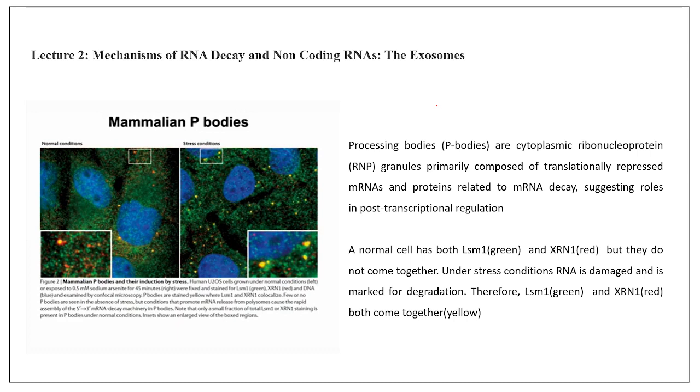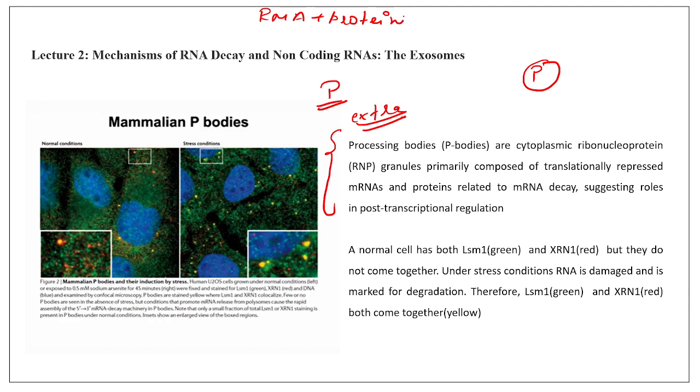So now we'll see if you have heard about P bodies. This is extra information that I have given for you just to build your concept. P bodies are nothing but processing bodies, and these P bodies are composed of translationally repressed mRNAs and proteins which are related to mRNA decay. That means these P bodies are ribonucleoprotein granules. That means they have RNAs and proteins.